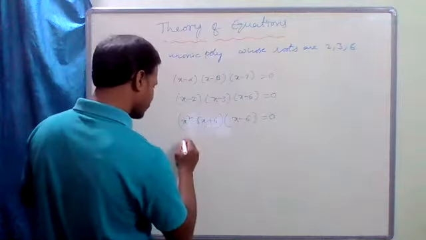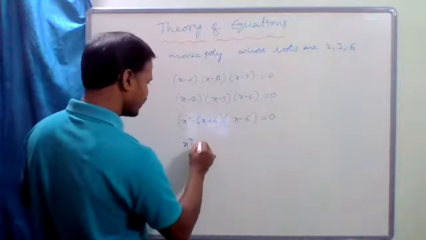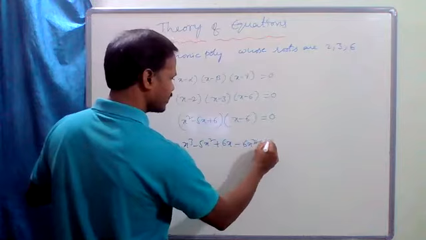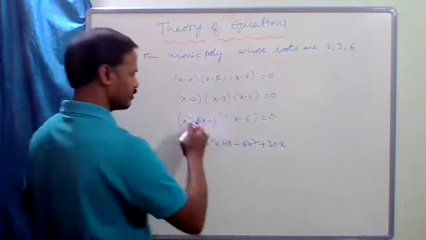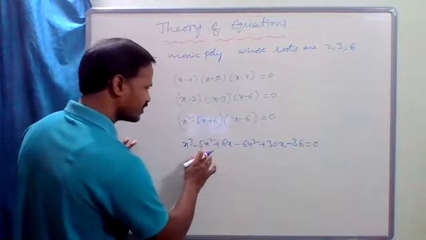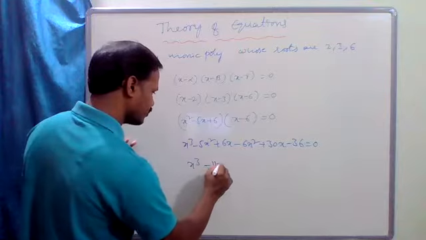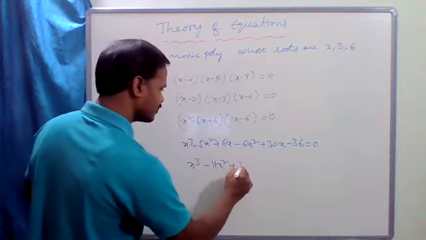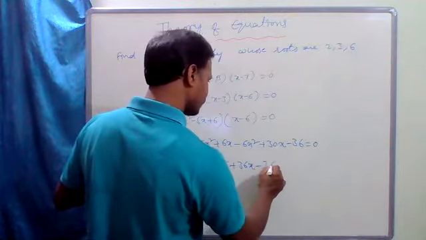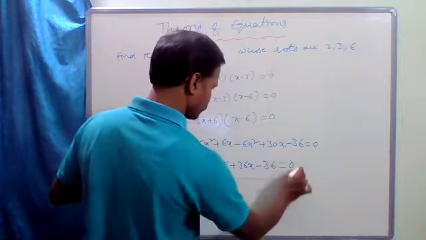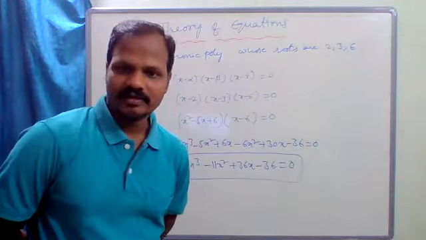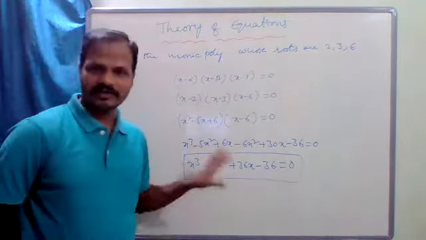Now x cube minus 5x square plus 6x minus 6x square plus 30x minus 36 equal to 0. So x cube minus (5 plus 6) which is 11x square, plus 36x, minus 36 equal to 0. So this is one way of solving this problem.